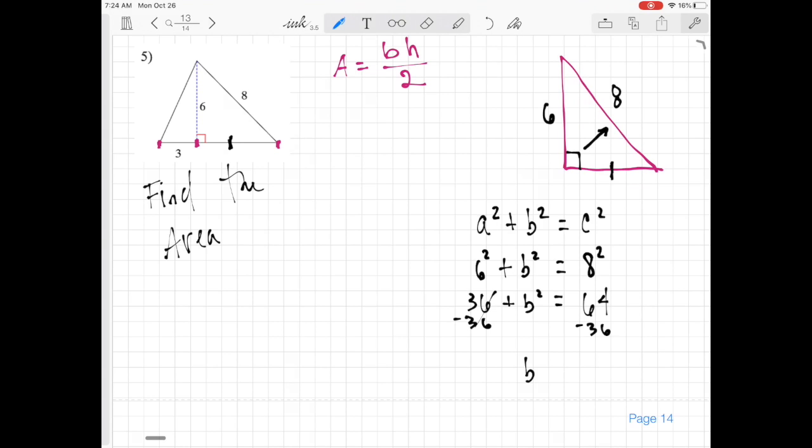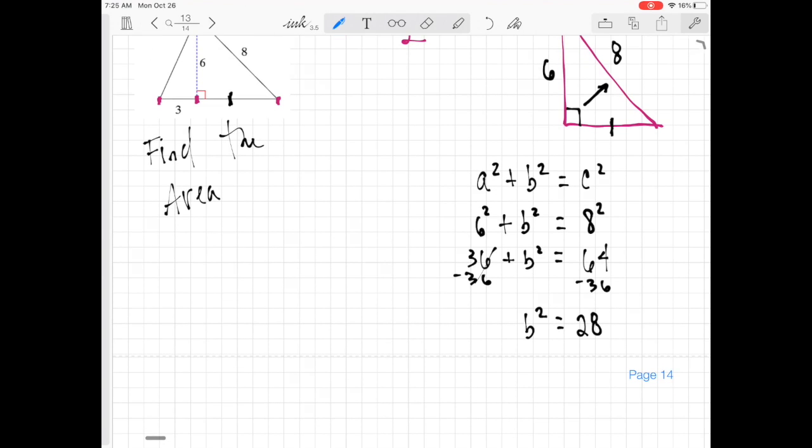And we get b squared equals 28. And so then, this is going to give us a long answer, take the square root. So the square root of 28 is going to be 5.29. And I just found that on the calculator.